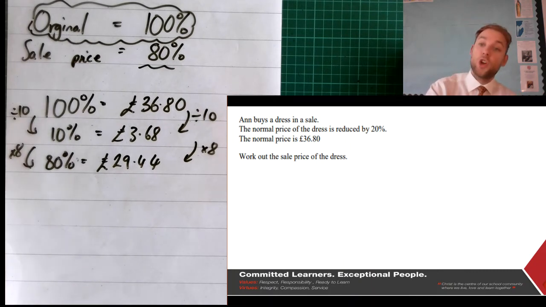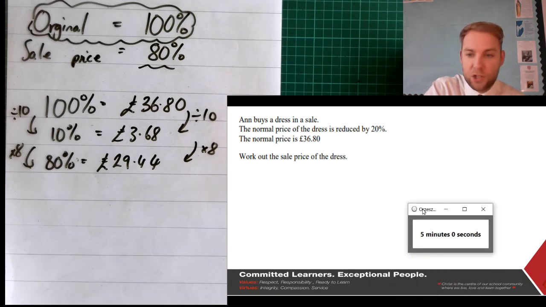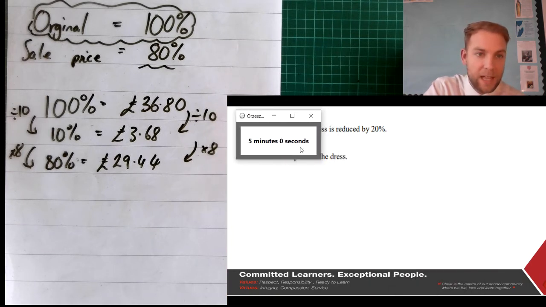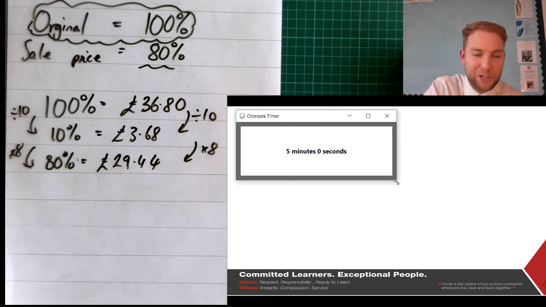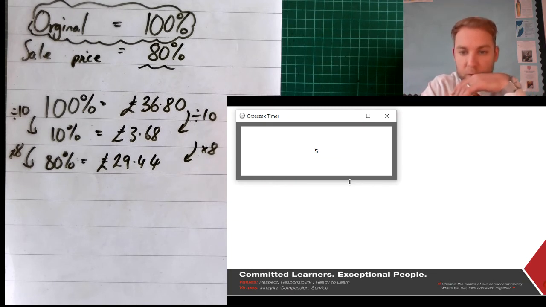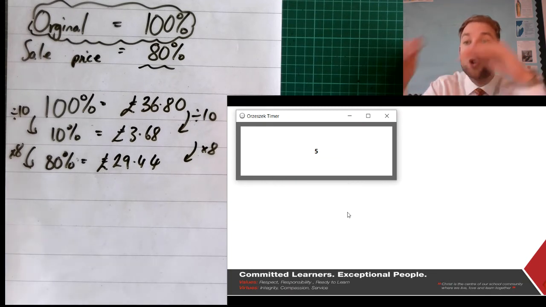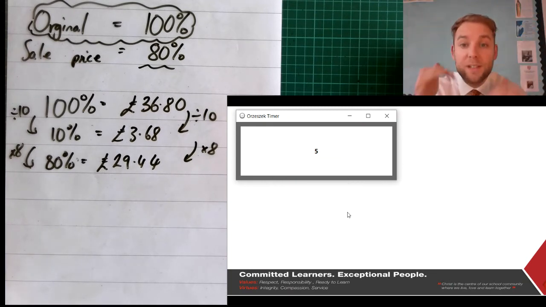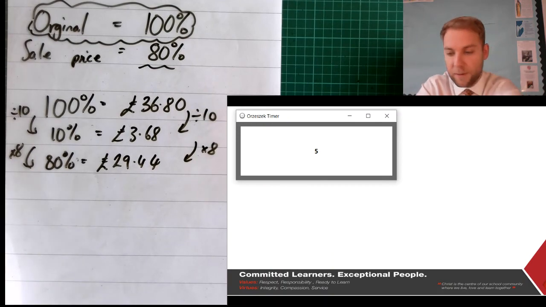So turn your sheet over now. Have a go at the 3 questions you've got there. You've got 5 minutes to have a go at those. They do follow the same order, but make sure you understand them, okay? So 5 minutes, off you go.